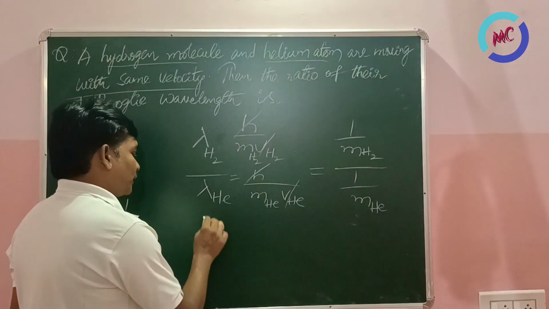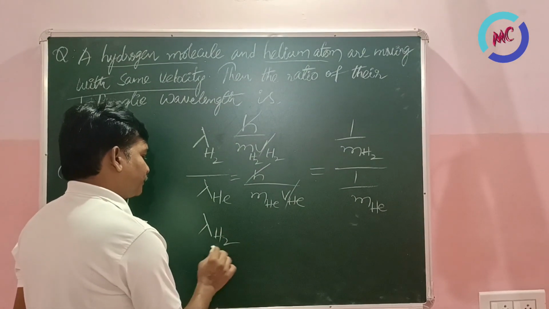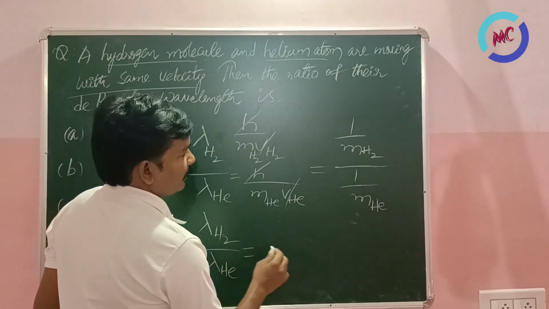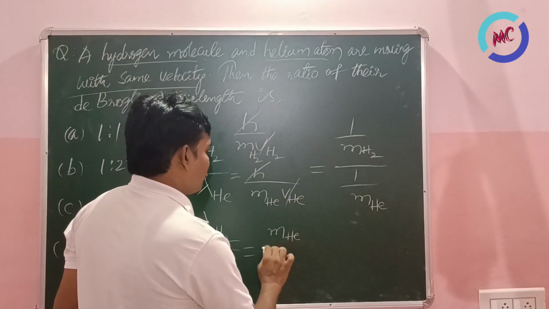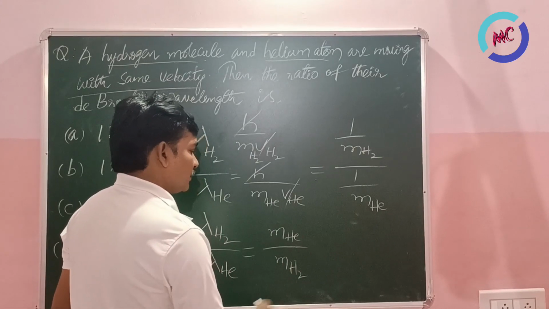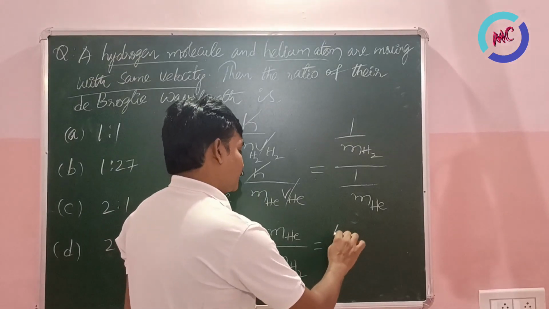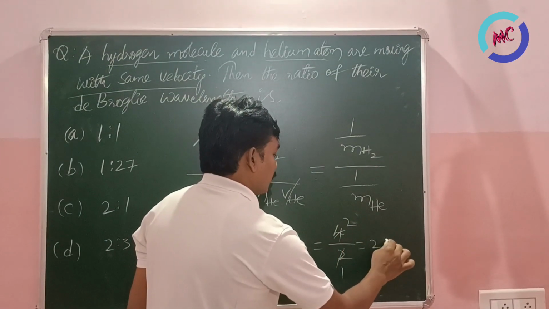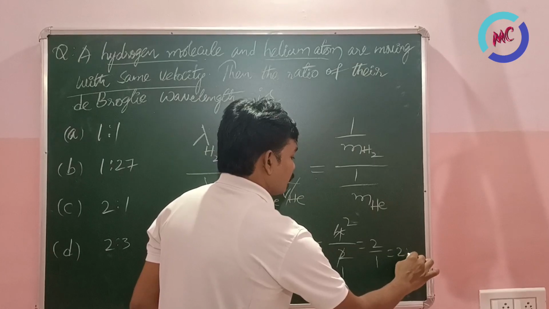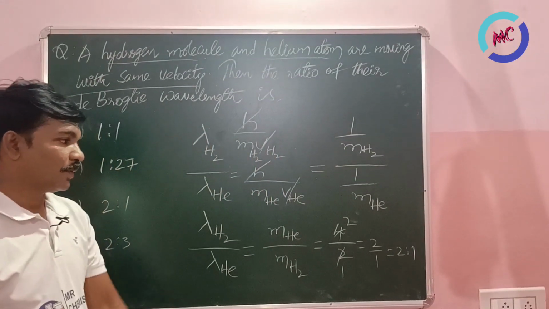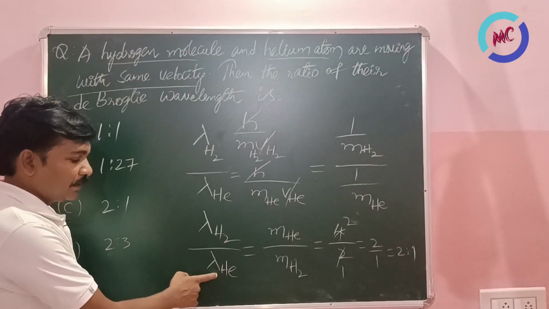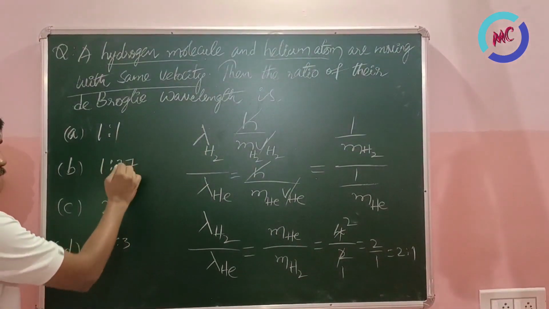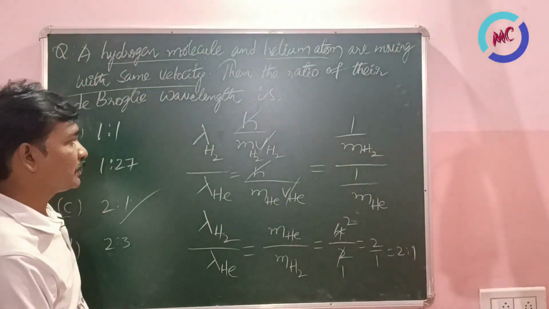Therefore, wavelength of hydrogen molecule divided by wavelength of helium is equal to, what is that? Mass of helium atom by mass of hydrogen molecule. What is the mass of helium? It is 4. Mass of hydrogen molecule is 2. 2 ones, 2 twos, that is equal to 2 by 1. We can write it as 2:1. What is the ratio of de Broglie's wavelength of hydrogen molecule and helium atom? That is 2:1. This is the answer.